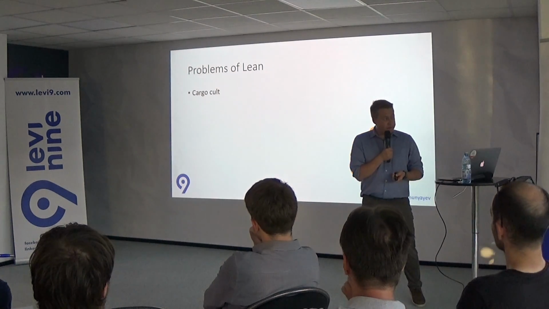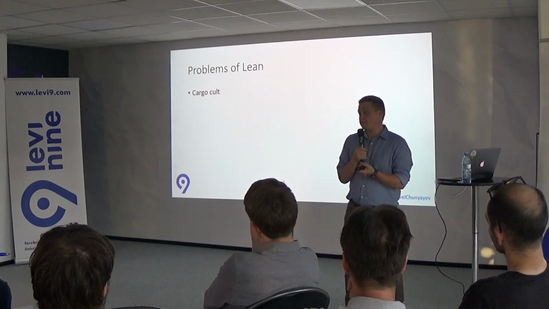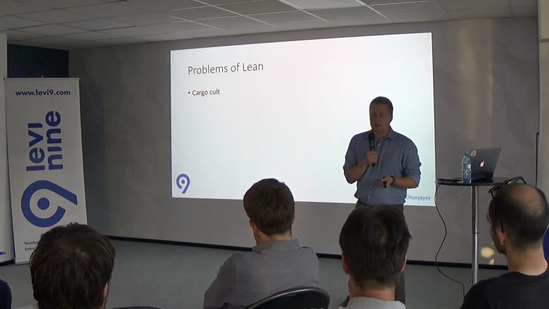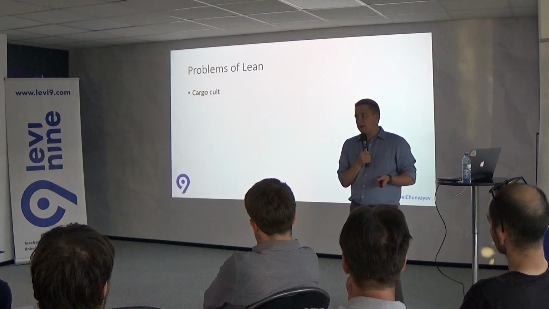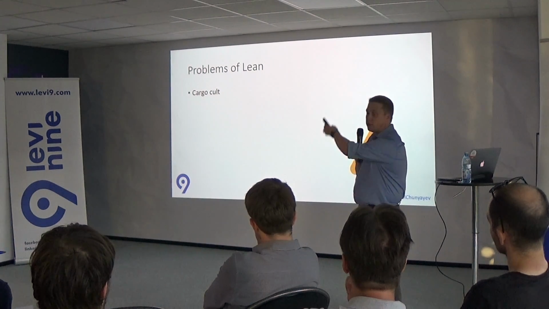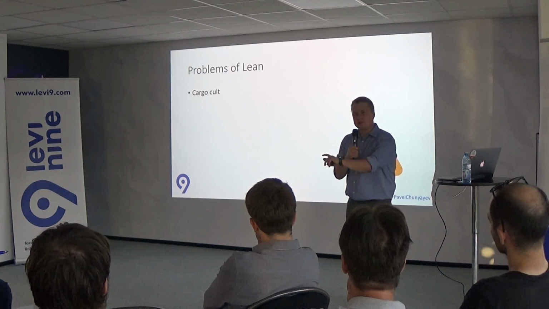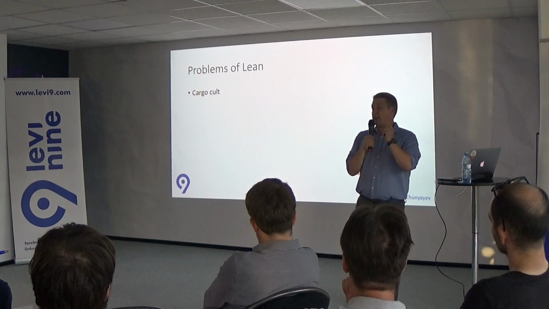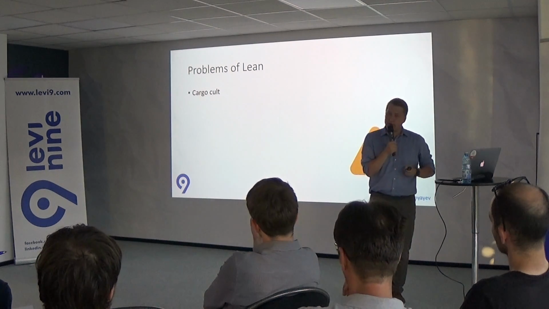There are some problems with Lean, and the most famous one is cargo cult. We're also doing the Spotify model, or something like that. We're also using AWS, Cassandra, whatever. Google is doing this, we need to do this as well. Oh, Facebook is doing that, we need to do it as well. They have their own problems and they're solving their own problems.